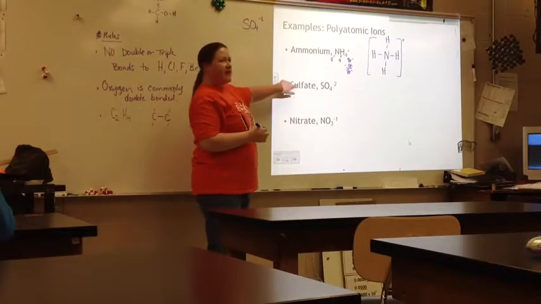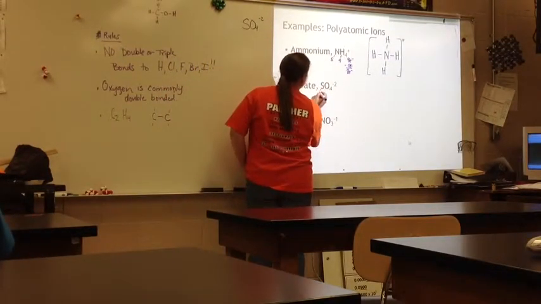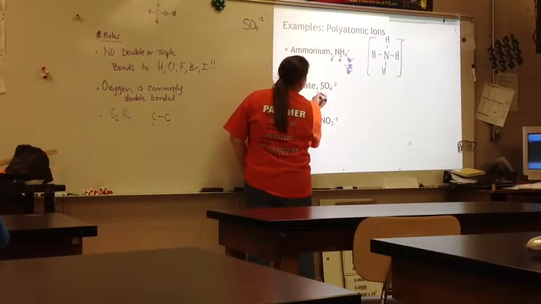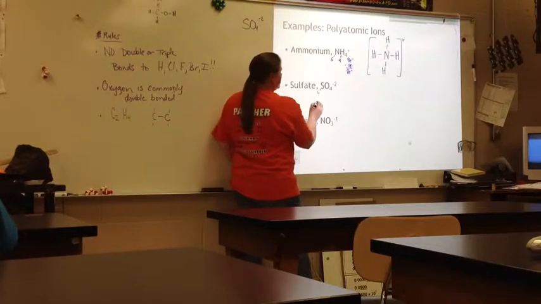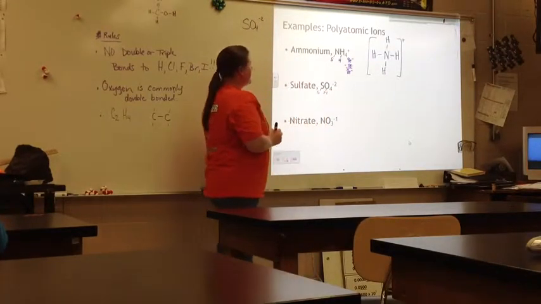I will go through sulfate. Again, we need to add up the valence electrons as the first step. Sulfur is in group 16 or group 6A, so it has 6. Oxygen is in the same group, and there are 4 of them, so we have 24 coming from the oxygen.